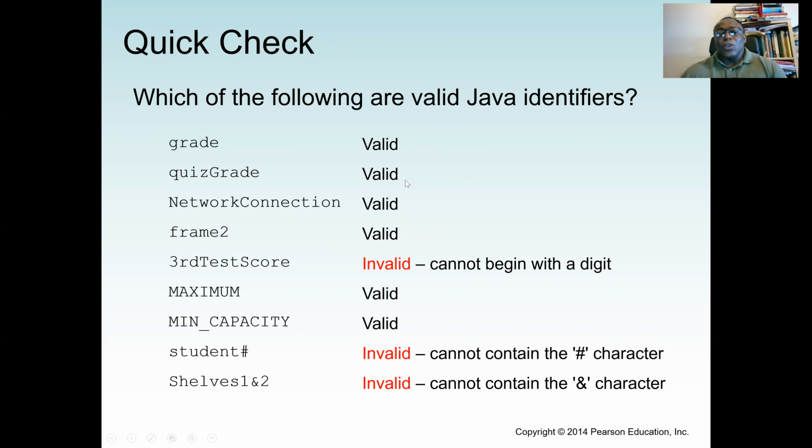So let's see the answer. We can see it is invalid because we start with a digit. Invalid because we are using the pound or sharp character. And the N character also, that's incorrect. The only characters we can use again are the $ sign and the underscore.